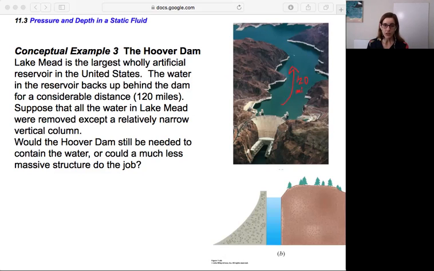Suppose all the water in Lake Mead were removed except a relatively narrow vertical column, right? So, okay, we put a bunch of land in so we don't go 120 miles back. We just have this vertical column that's super narrow. Would the Hoover Dam still be needed to contain this amount of water, or could a much less massive structure do the job? I'd like you to reflect on this, so go ahead and pause the video so you can think about it.